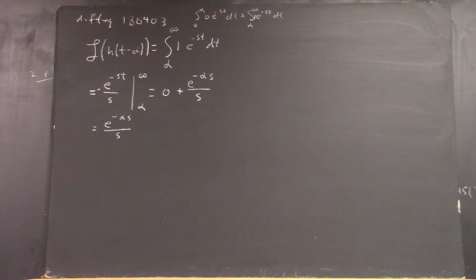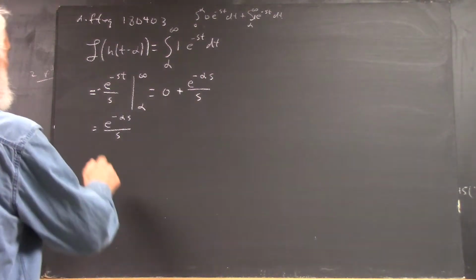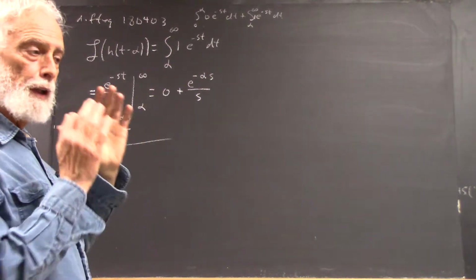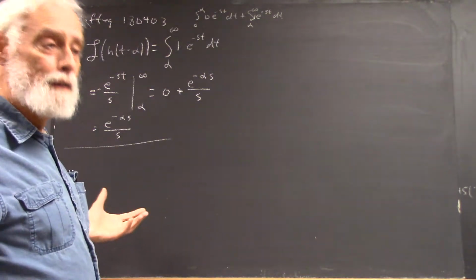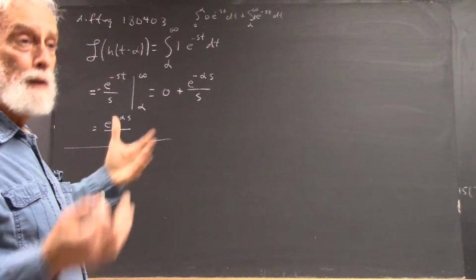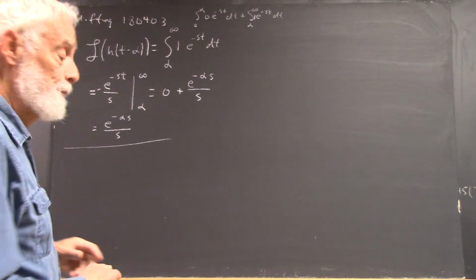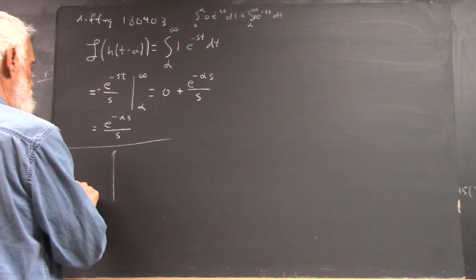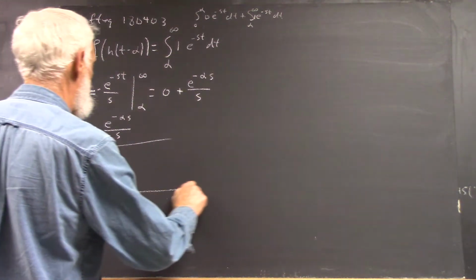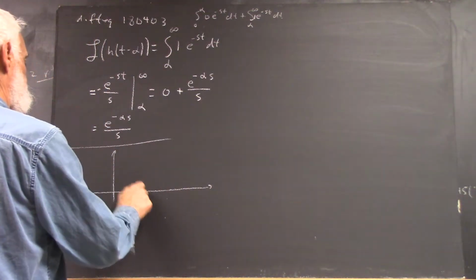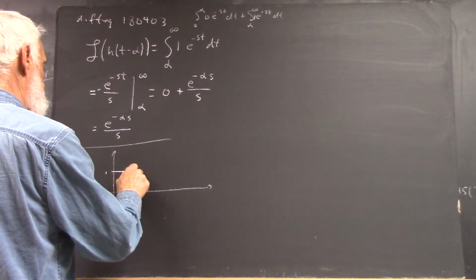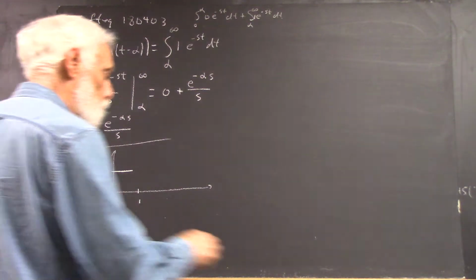Let's see, I said, okay, well, I described the function as being 0 outside the interval from 0 to 1 and 1 within that interval, right? So what we want to do is we want to say, okay, here we have a function that's 0 from here to here, 1 from here to here.